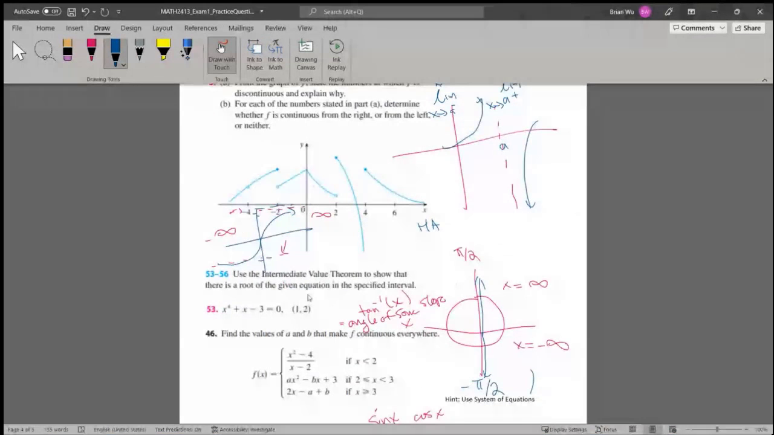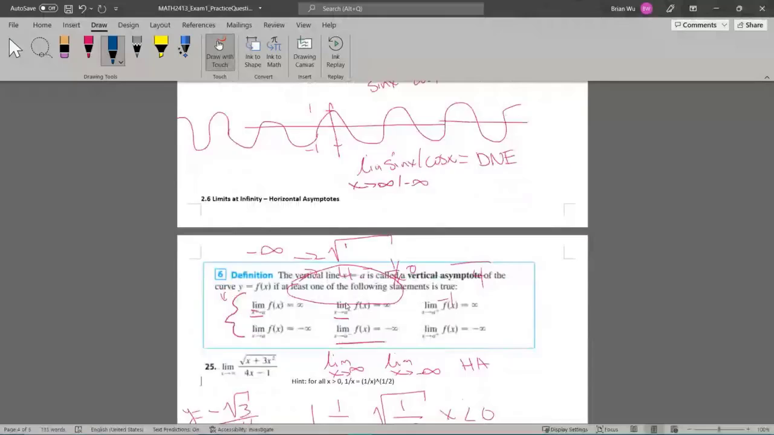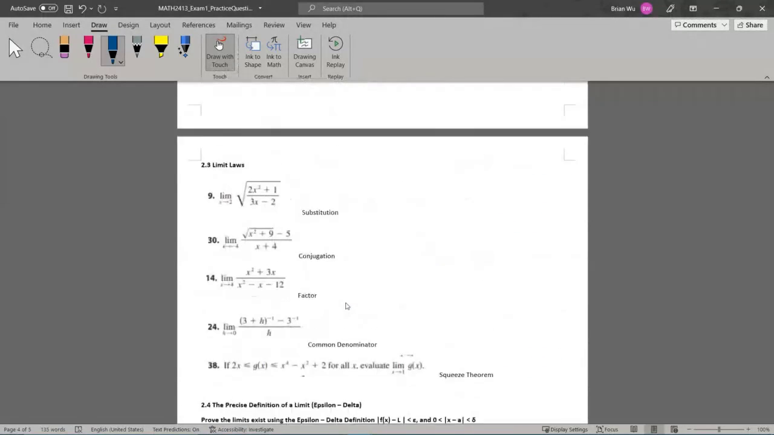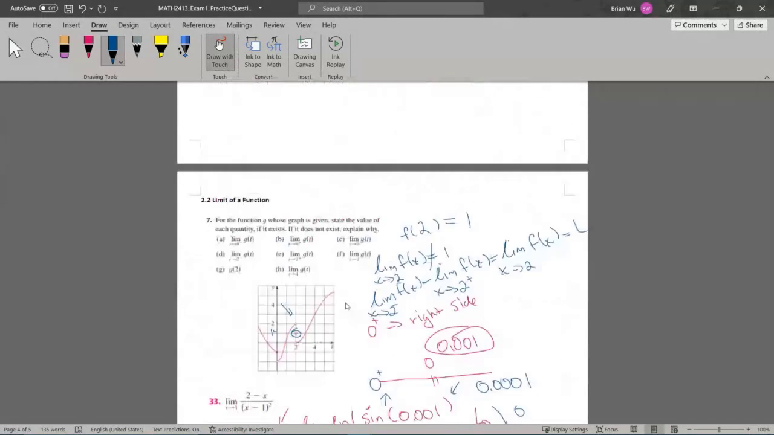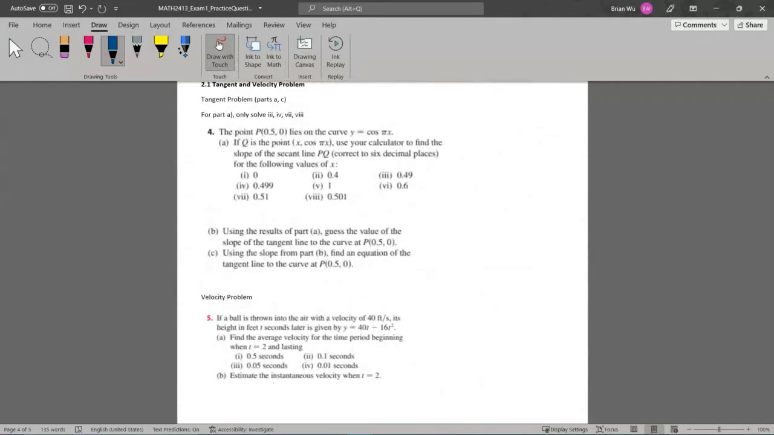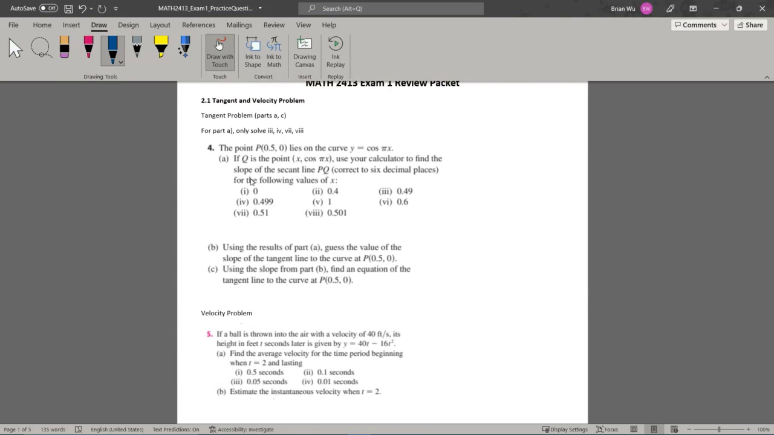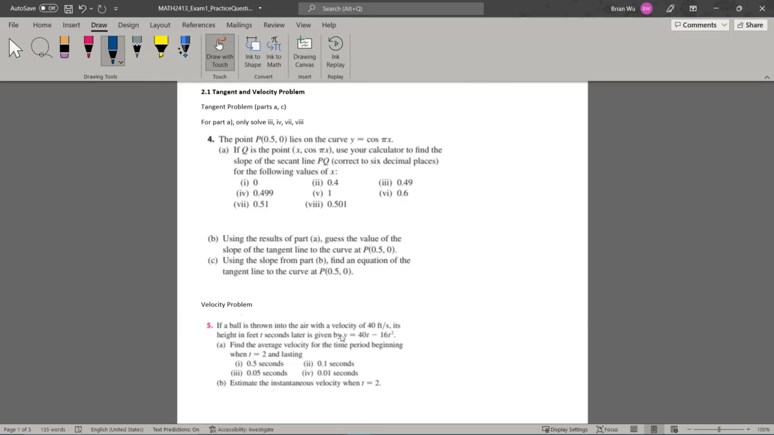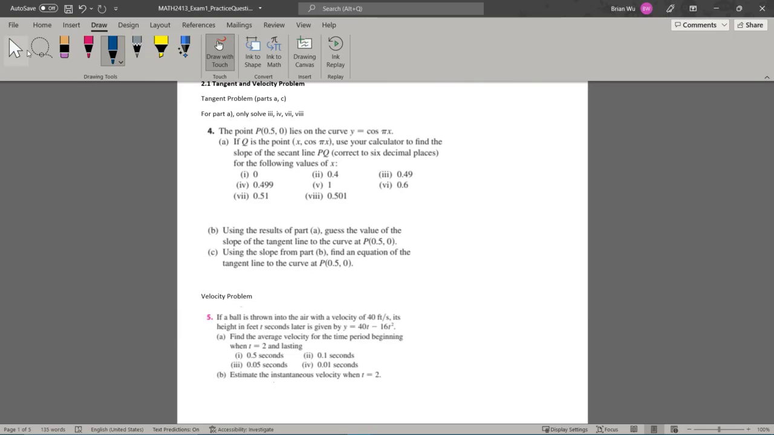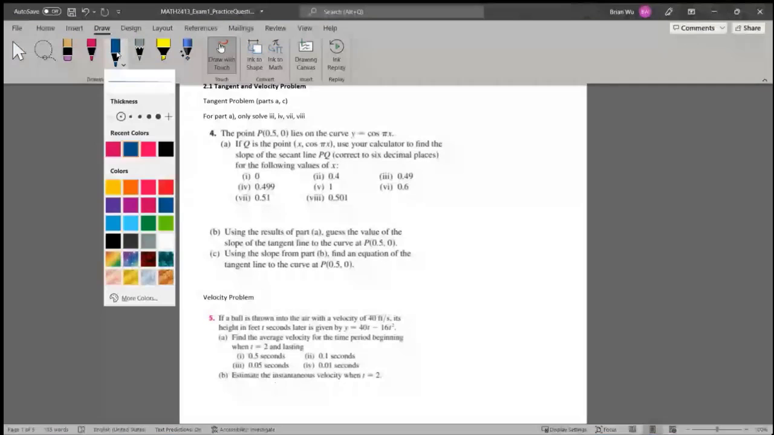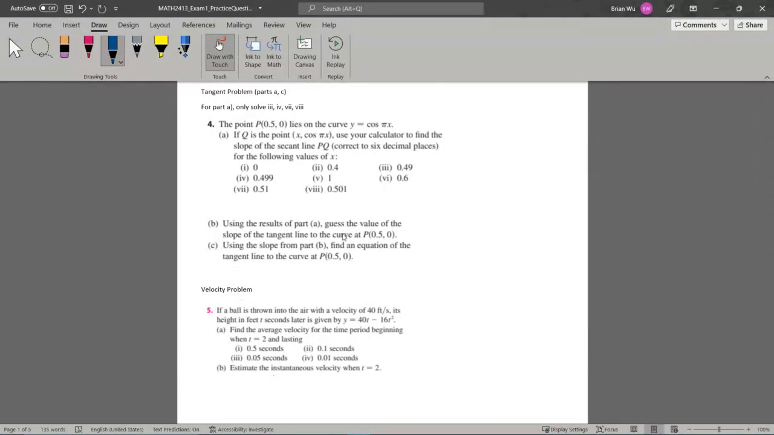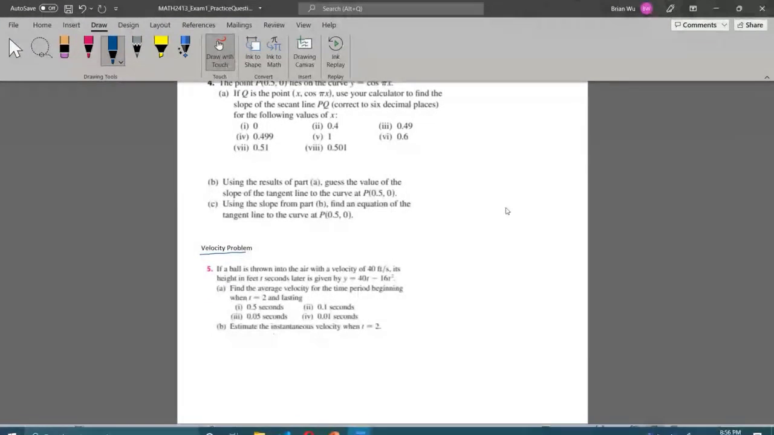Can we do a velocity question? Yeah, we can do it real quick. Okay, let me see. So, velocity question. Let's do it real quick because I think we end in 4 minutes.